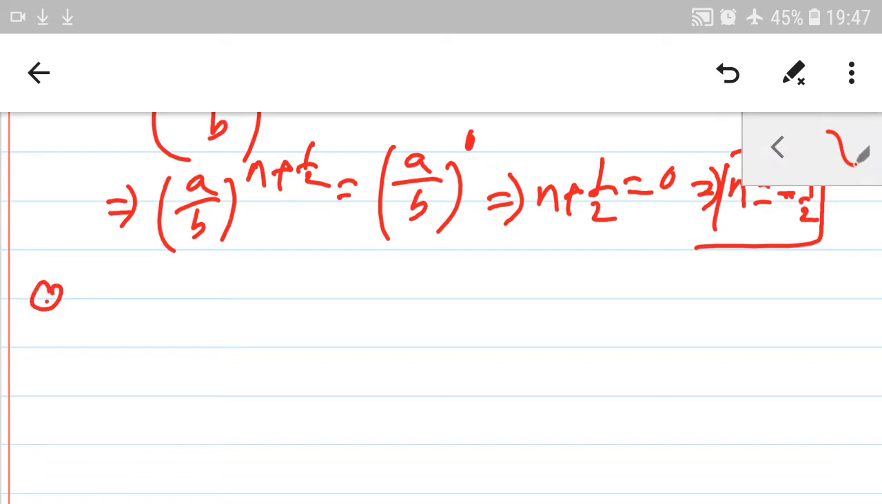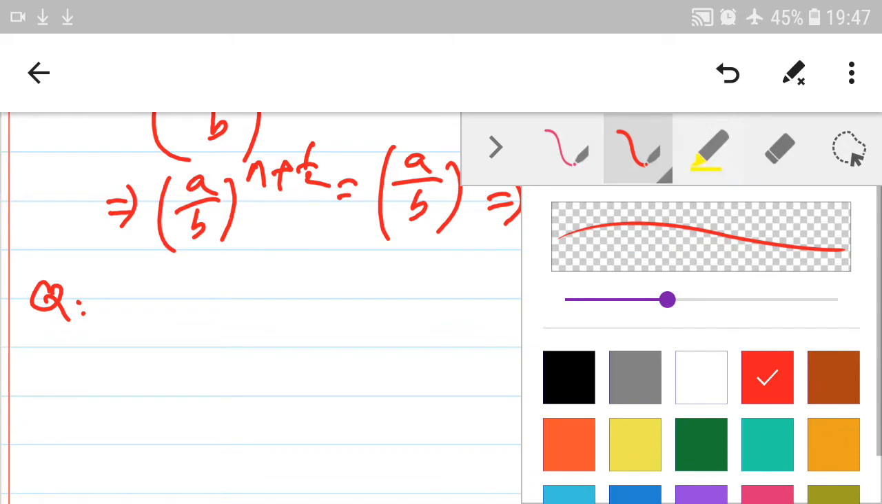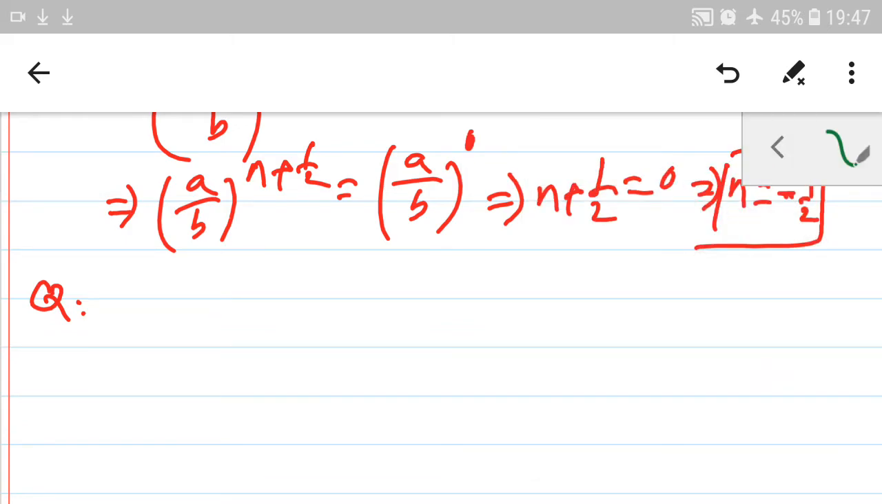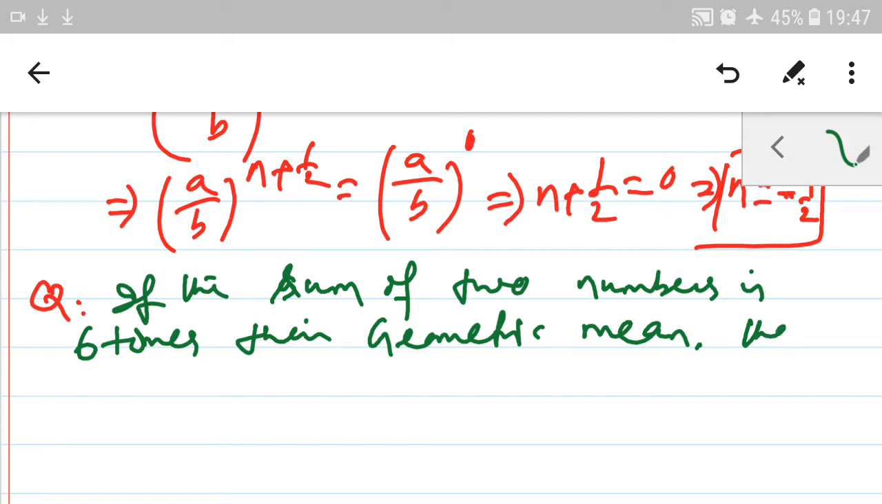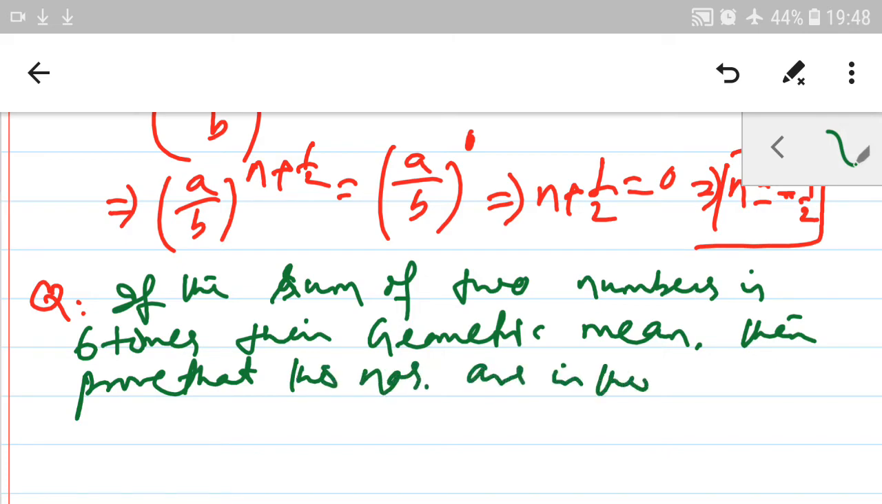This is the question. The question states that if the sum of two numbers is 6 times their geometric mean, then prove that the numbers are in the ratio 3 plus 2 root 2 is to 3 minus 2 root 2.